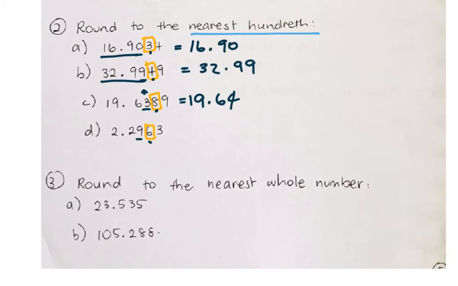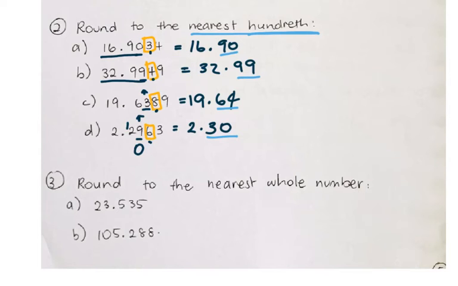Next one, 2.2963. 6 is 5 or more, raise the score. So my answer, and if you remember, if I'm going to raise the score for the 9, it becomes a 10, and I'm going to carry the 1. So that becomes 2.30. And if I'm just going to do a quick check before I move on, hundredth, which means I need 2 decimal places after the decimal point in my answer, and I've got that, so it's all good.